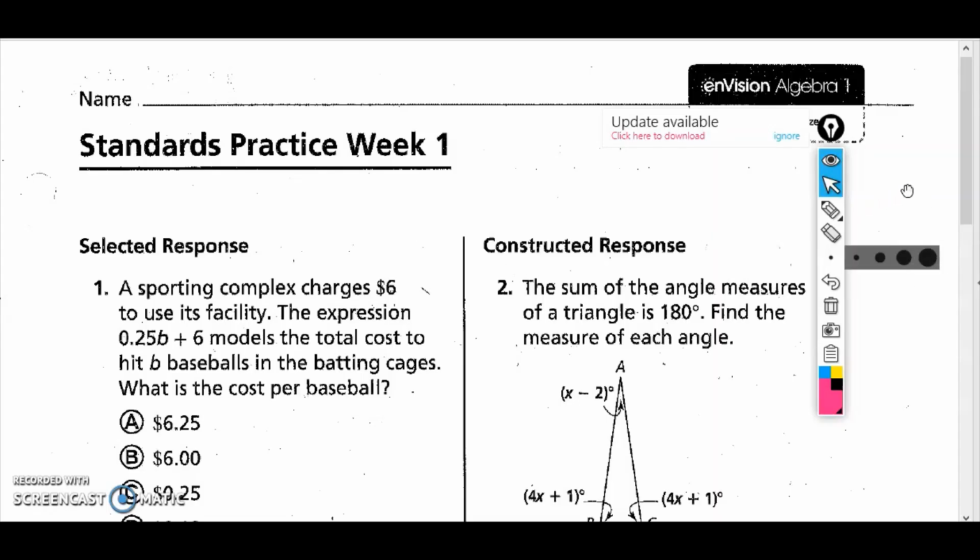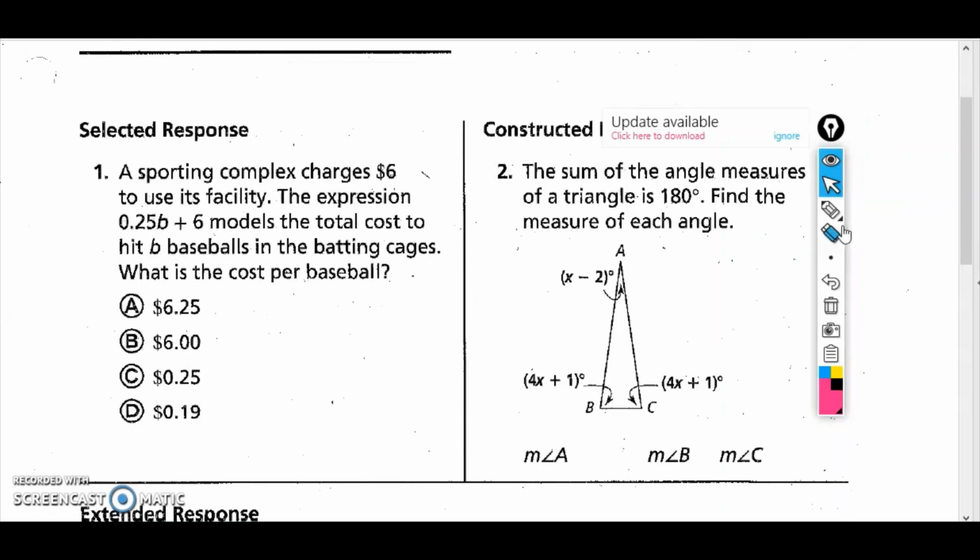Standards Practice Week 1. So, number 1. A sporting complex charges $6 to use its facilities. Well, we know since it's just completely $6, that's your constant. The expression 0.25b plus 6 models the total cost. So that means this is C equals, to hit B baseballs in batting cages.